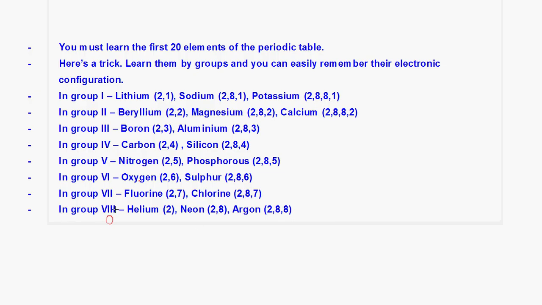Now in group 8, these are the noble gases, and you need to know that they are very stable. And the reason for this is that the outer shell electron is filled. It has 8 electrons in the outer shell.